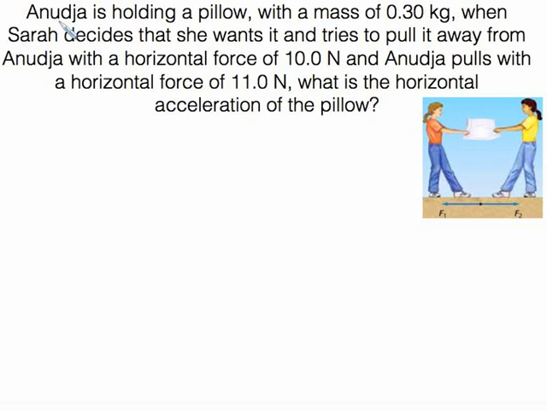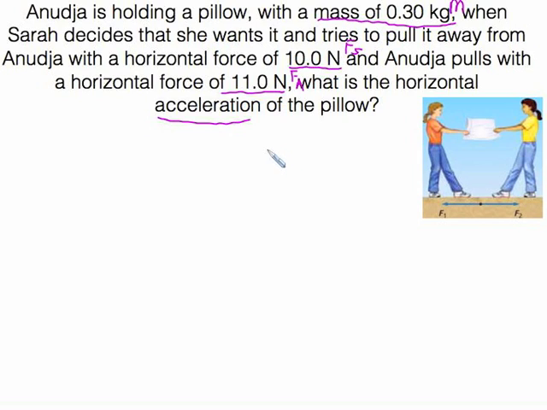We have this girl, Anuja. She's holding a pillow, and the mass of the pillow is 30 kilograms. So this is our M. And then Sarah decides that she wants the pillow and tries to pull it away from her with a horizontal force of 10 newtons. So this is Sarah's force, so I'm going to just call it F of S. And Anuja then pulls with a force of 11 newtons, and we'll call this F of A. And then we want to find out the acceleration of the pillow.